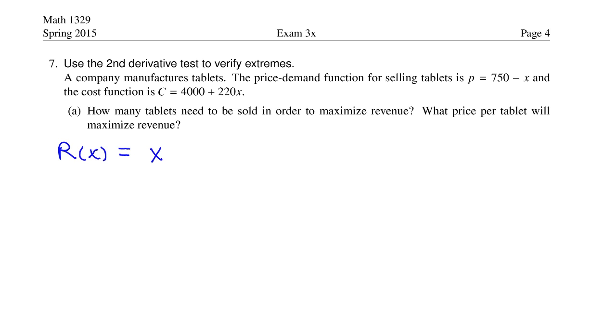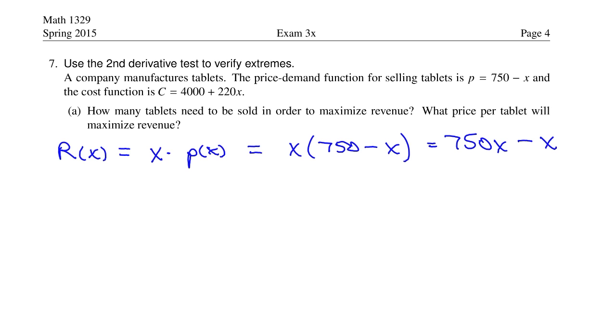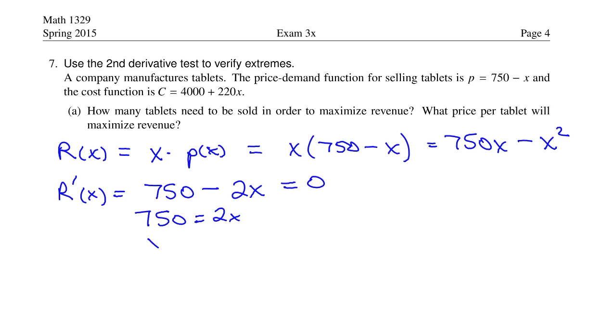That is x times P of x. So that's going to be x times 750 minus x, which is 750x minus x squared. In order to maximize revenue, we need to find the critical values. So R prime is equal to 750 minus 2x. Set that equal to 0. So we get 750 is equal to 2x, or x is equal to 375.